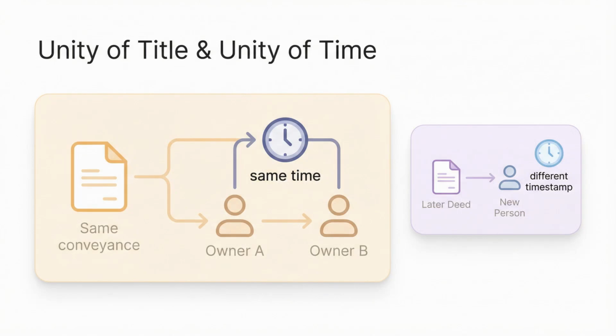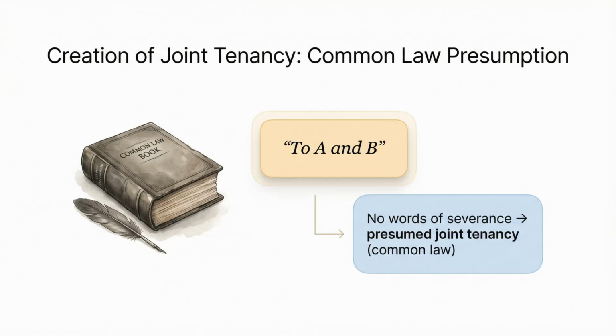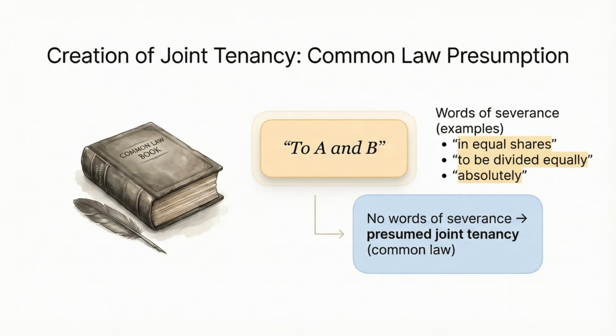Unity of title means all joint tenants take their interest through the same event or conveyance, effectively the same title source. Unity of time means they acquire their interests at the same time. These unities explain why later transfers by one co-owner can disrupt joint tenancy. Under common law, if land is conveyed to two or more people without words of severance, words suggesting division, the presumption is joint tenancy. The courts examine the conveyance instrument itself to see whether the language points to undivided joint holding or divided shares. Words of severance are cues of division, like in equal shares or to be divided equally.